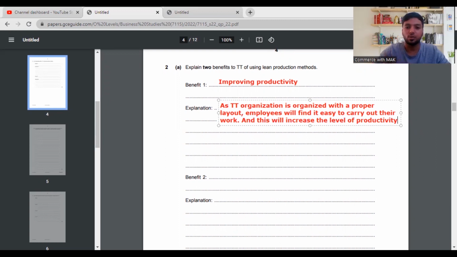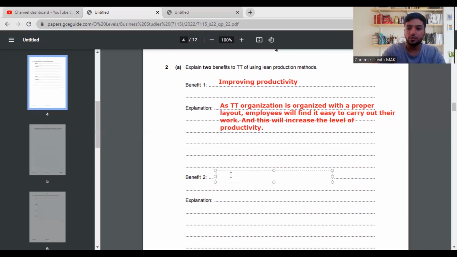So you should always try to give an understanding about the benefit and clearly explain how the benefit works in the explanation. I have seen certain students writing improving productivity, or improving the productivity of the company by increasing the output, and then they stop. So you will not get marks in exams without giving a proper explanation, and you should always say by this only it will increase the productivity. So we move on to the benefit number 2.